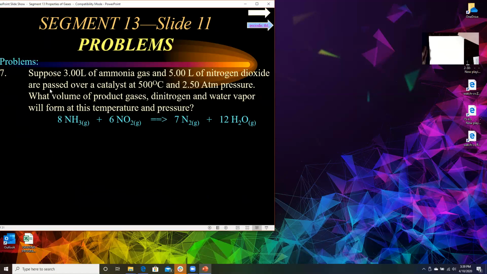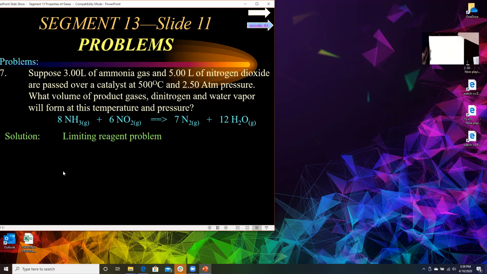Okay, now, suppose 3 liters of ammonia gas and 5 liters of nitrogen dioxide are passed over a catalyst at 500 degrees C and 2.5 atmospheres. What volume of product gases, dinitrogen and water vapor, will form at this temperature and pressure? Now, first thing is temperature and pressure is constant. So we're going to have 500 Celsius and 2.5 atmospheres for everything.